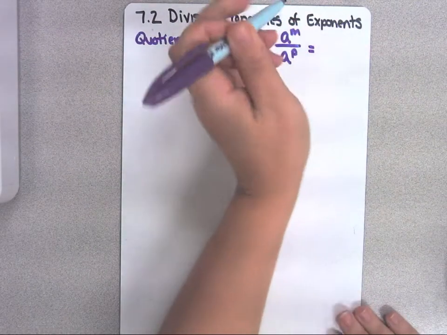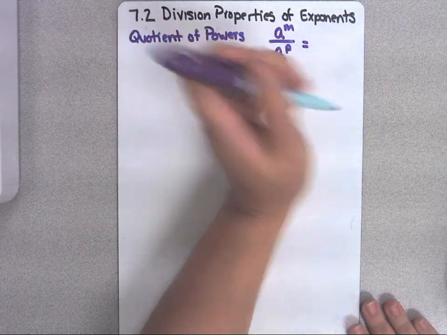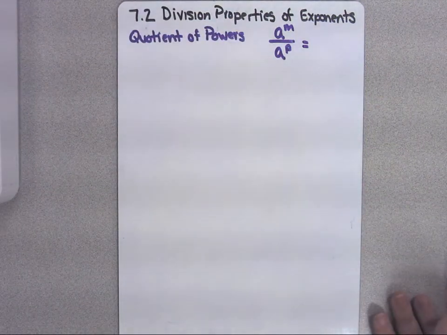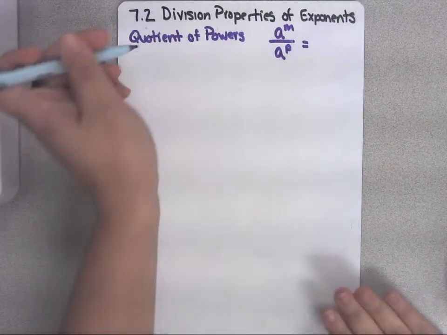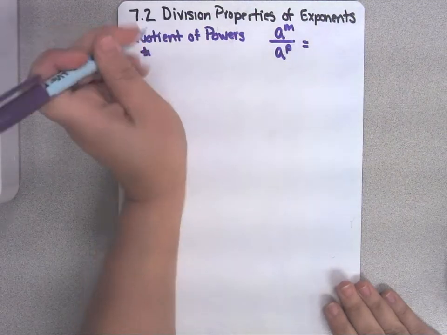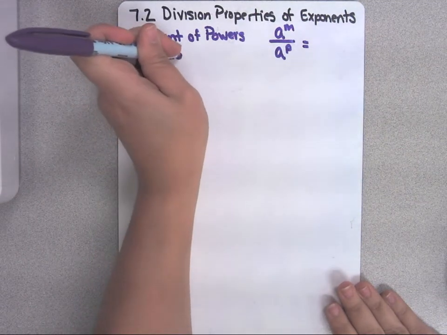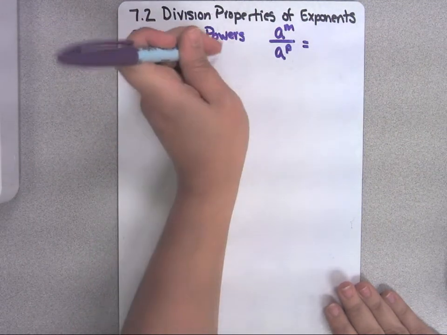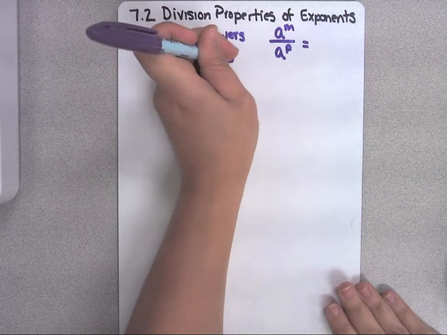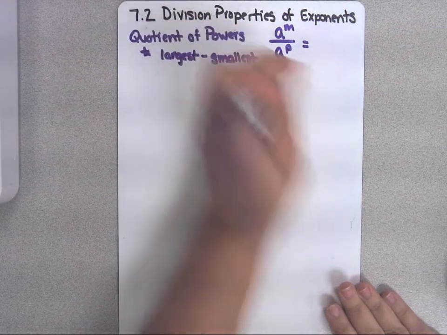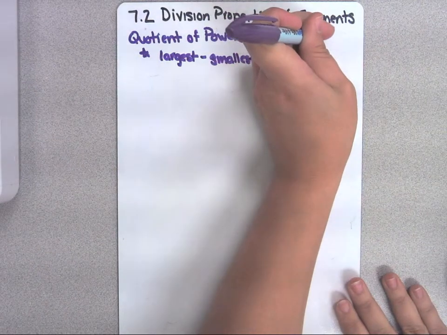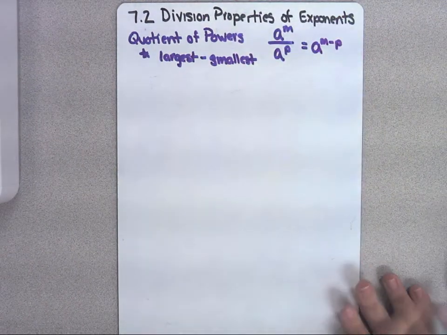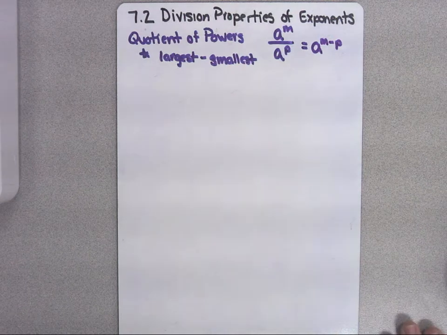Subtract. When you subtract, this is literally hit or miss. Always do the largest number minus the smallest number. So that's the only biggest thing. So largest minus smallest. It's not top then bottom. It's largest minus smallest. So right now we're going to do a to the m minus p. But really largest minus smallest.